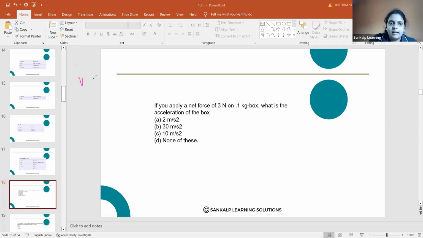So what are they? V is equal to U plus AT. This is one formula. S is equal to UT plus half AT square. The second formula. Then we have the third, V square equals U square plus 2AS. This is the motion chapter. There you learn these 3 formulas. After that, in force and laws of motion you will study F is equal to ma. That is force is equal to mass into acceleration.